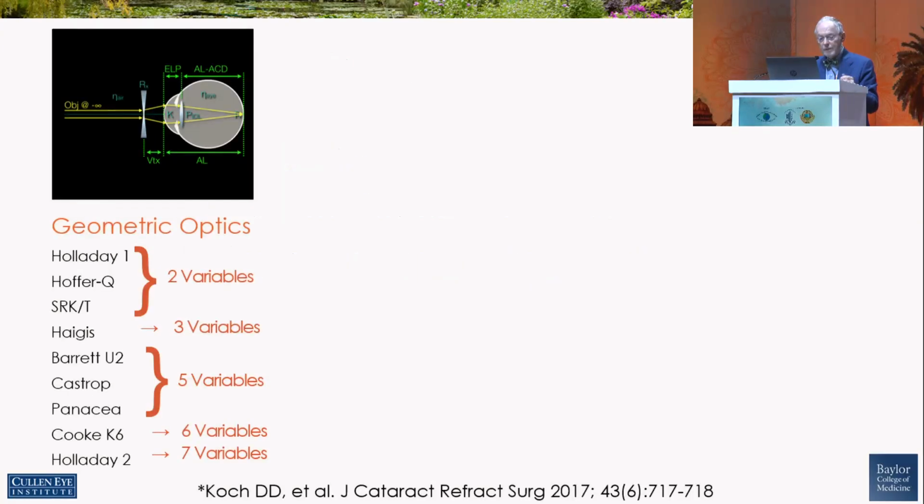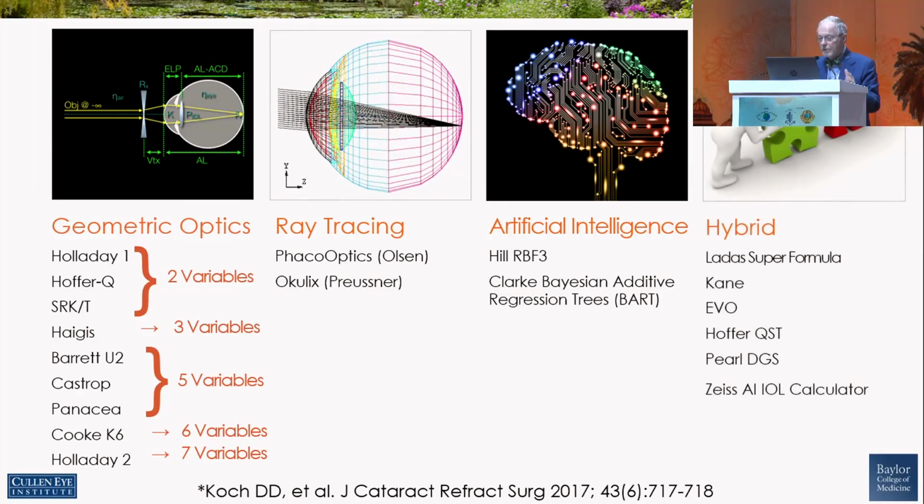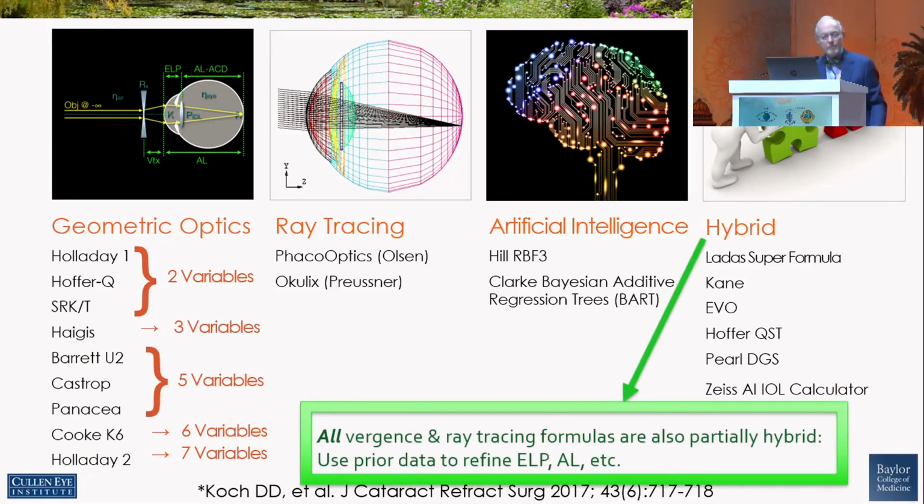Instead, look at them by the type. Those that use geometric optics, and they differ primarily by the number of variables that are used for calculating the ELP, ray tracing formulas, purely artificial intelligence formulas such as the Hill RBF3, and a series of formulas that combine all of these different parameters, some geometric optics, maybe some ray tracing, some artificial intelligence. But the truth of the matter is, every one of our formulas uses some form of at least big data, looking at results, and they use those results to refine the formulas for the ELP that are calculated.